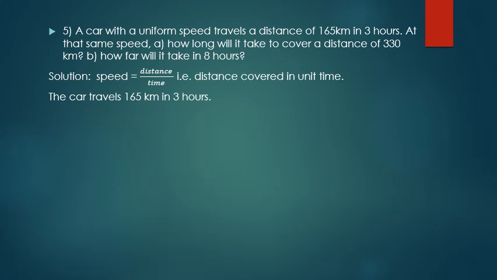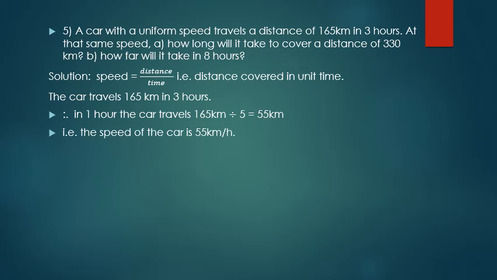So, the car travels 165 kilometers in 3 hours. So, in 1 hour, the car travels 165 kilometers divided by 3. So, the answer is 55 kilometers. That is, the speed of the car is 55 kilometers per hour.